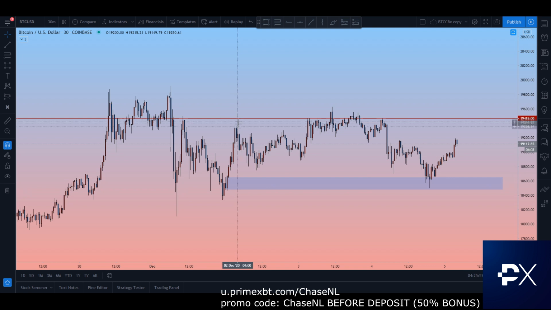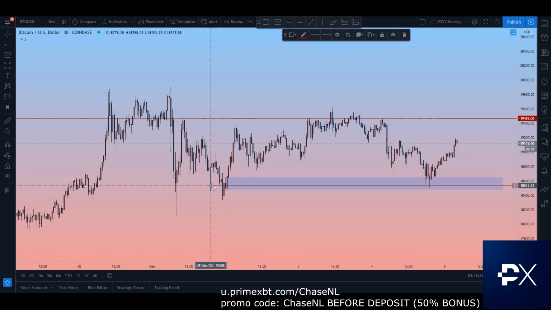Okay, see? So we break up, strong up move, no retest of the support. So the first time you're going to test a support or resistance level, it's most likely to hold, okay? So we come down for the first test of the support, it holds, and I got long right in here off of this level. I took the equilibrium of this sort of 30-minute block here, right?